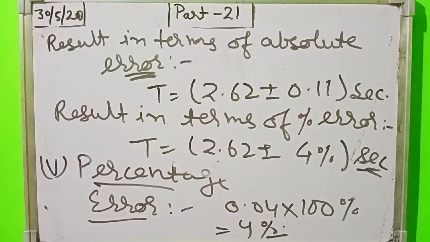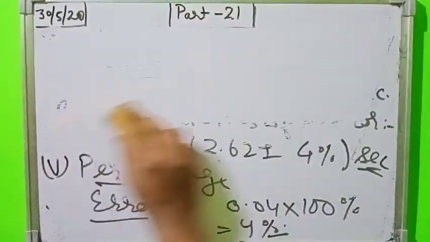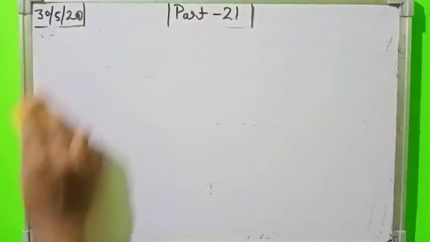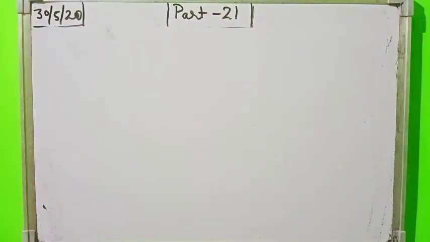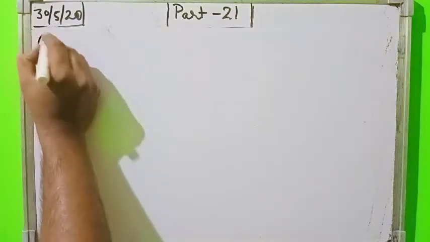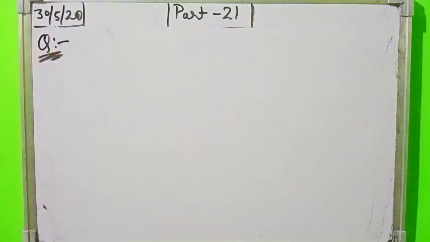Now there is one question. The diameter of the wire measured by a screw gauge. A screw gauge is a device to measure the diameter of any object. You will see it in your physics lab: what a screw gauge is, and how the diameter of any wire can be measured with the help of a screw gauge. So it is given in the question. Try to solve this question.